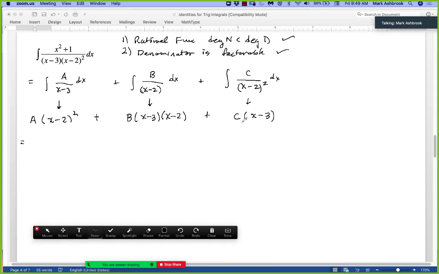So we're going to expand this out. Here we go. Ax squared minus 4ax plus 4a is that first one, and then plus bx squared. It's going to be minus 5bx plus 6b. Okay, and then plus cx minus 3c. And we said that has to equal x squared, and let's write plus 0x plus 1.